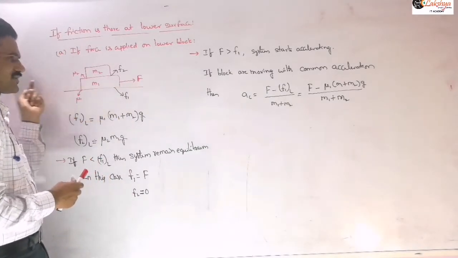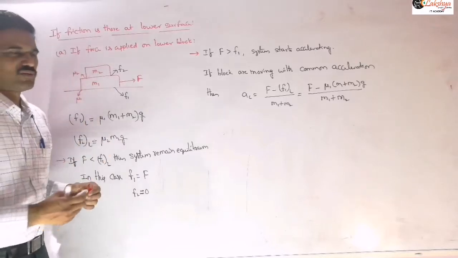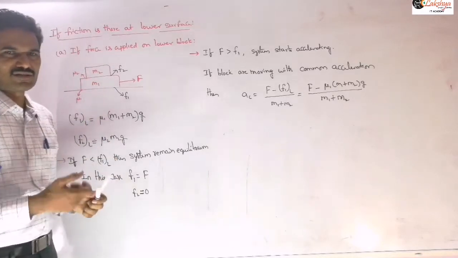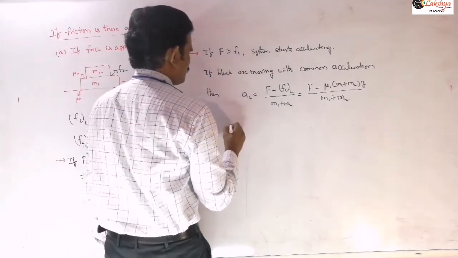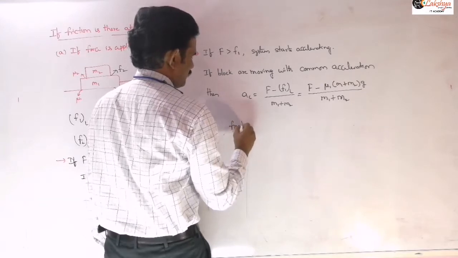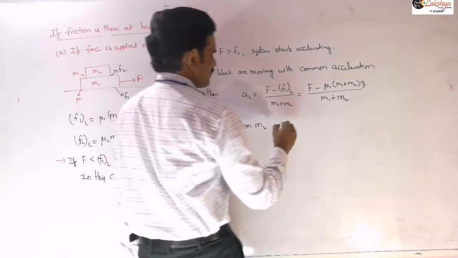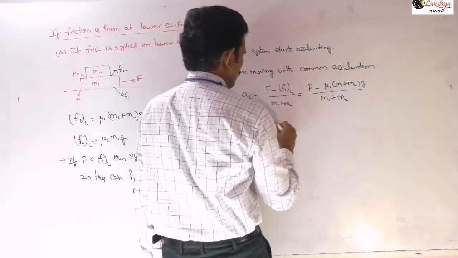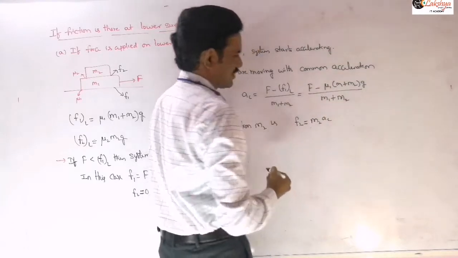This force minus this force, the frictional force at the lower surface, we need to divide by the total mass. That will be the common acceleration there, right? And in that case, the frictional force on M2, F2, is equal to M2 into AC, we can write here.